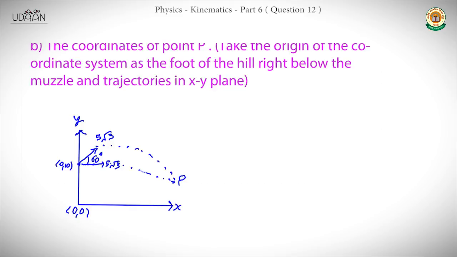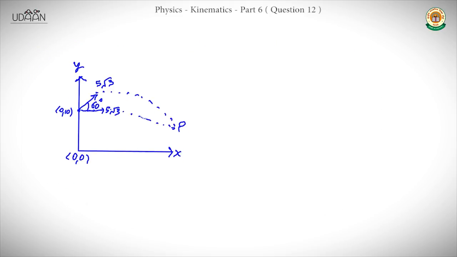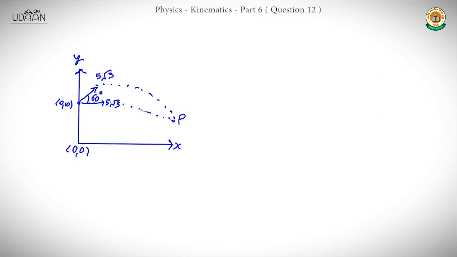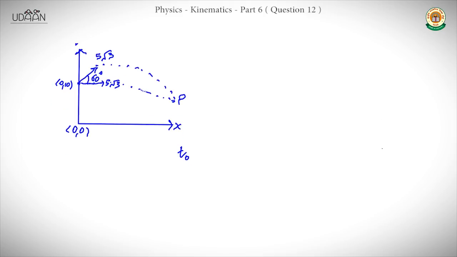So let's write the equations for both the guns. Let us assume that the time lapse between the two gunshots fired is t0. So t0 is the time interval. If we assume that the second gun is in the air for time t when the two particles collide, that means the first particle will be in the air for time t plus t0, and the second will be in the air for time t.